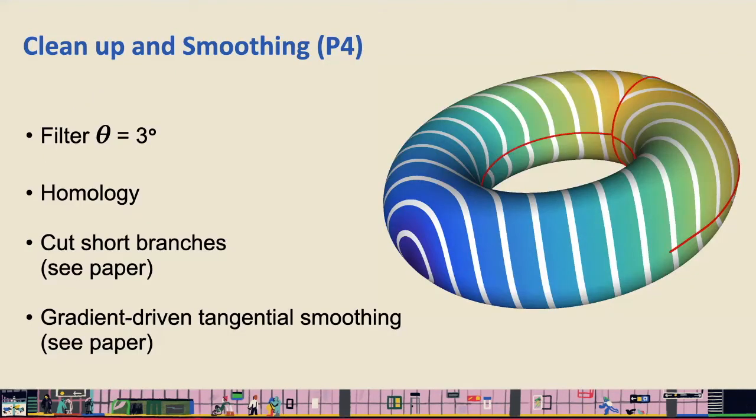And in this slide, we have the final result obtained with our algorithm. To resume, we have applied a filtering procedure with theta equals 3 degrees. We have recovered the correct homology of our approximation. Then we have cut all the short branches, and since by property 4 we know that the cut locus is piecewise smooth, we have applied a gradient-driven tangential smoothing. For the sake of brevity, I will skip the details about the last two steps, but of course they can be found in the paper.